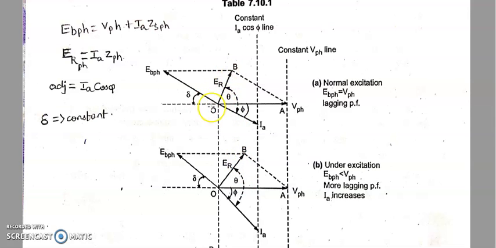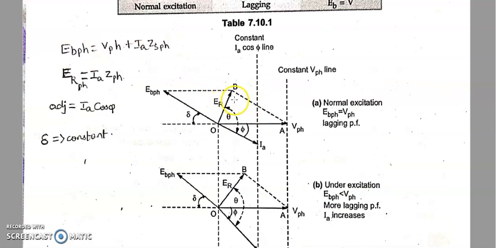And ER will also change, the length of the ER will also change. So what remains constant here? Basically your V phase remains constant, delta remains constant, theta will be approximately equal to 90 degree, but phi changes, EB phase length changes, as well as ER length will also change.